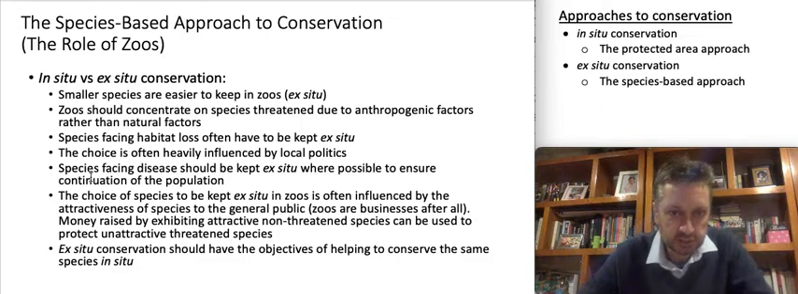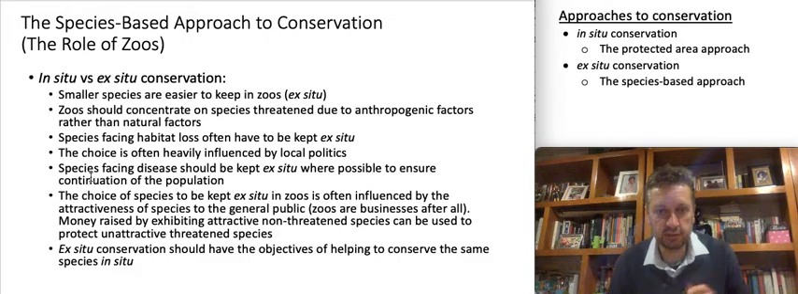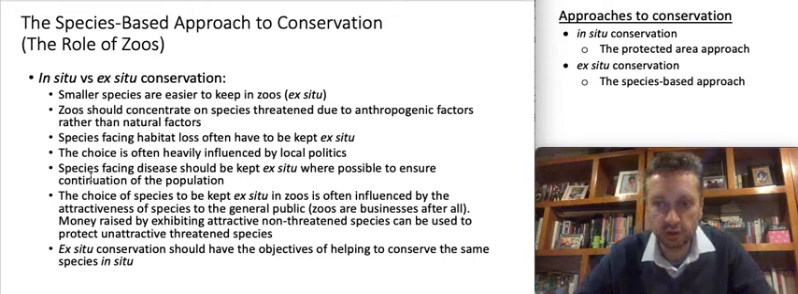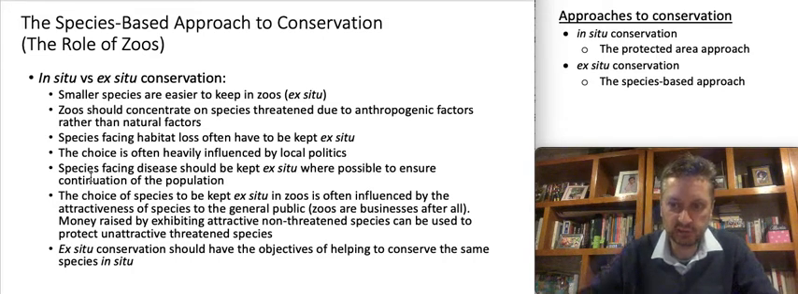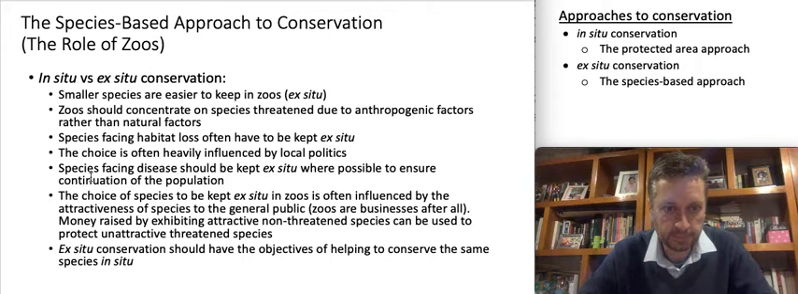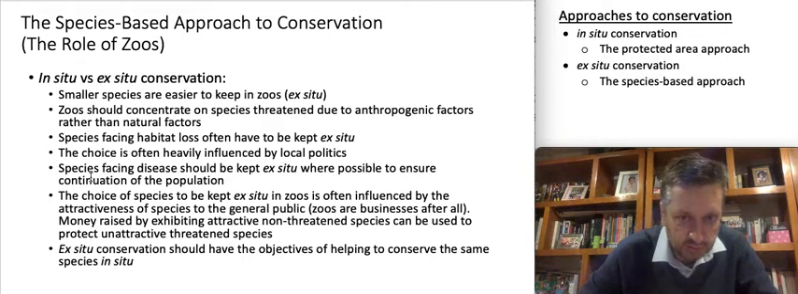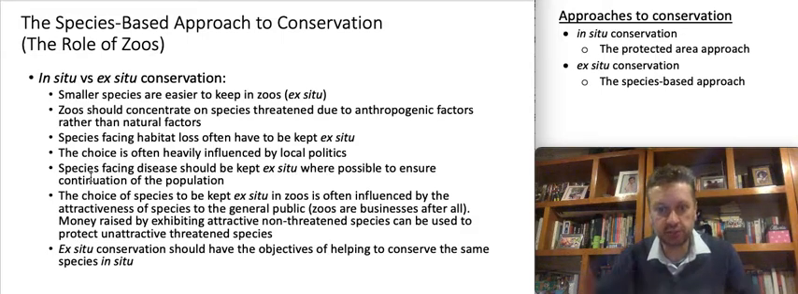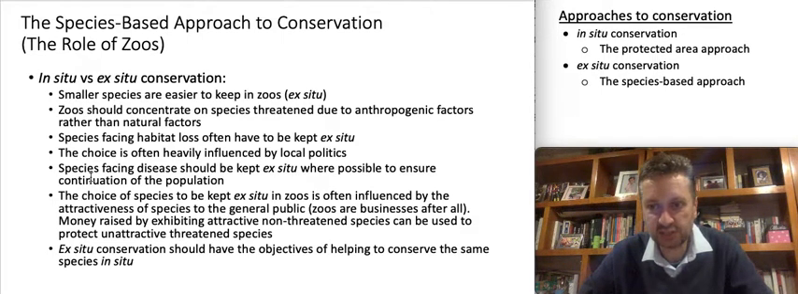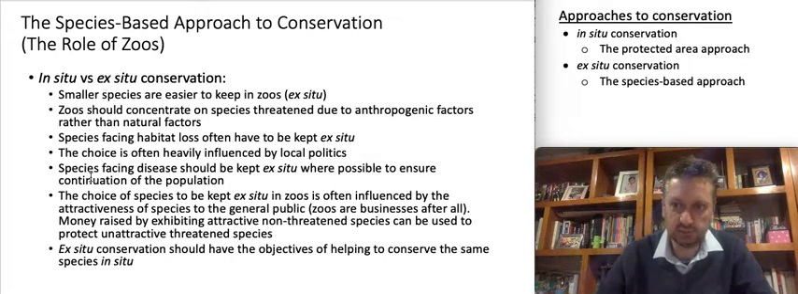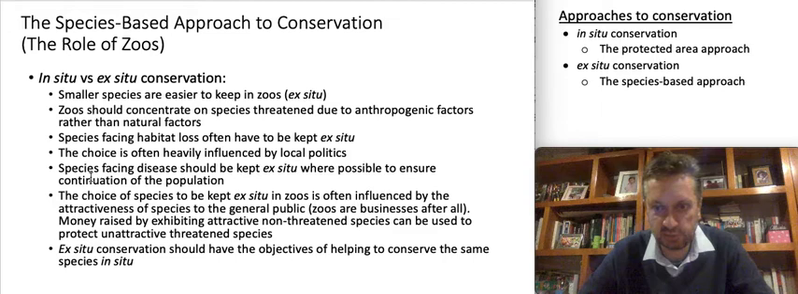The choice of species to be kept in zoos ex situ is often influenced by the attractiveness of the species to the general public, or the application of this idea of the flagship species. I've said here, money raised by exhibiting attractive non-threatened flagship species can then be used to protect other less charismatic, less popular species. Maybe I'm playing devil's advocate, but there is a case to be made for looking after flagship species, the cuddlies rather than the creepy crawlies.